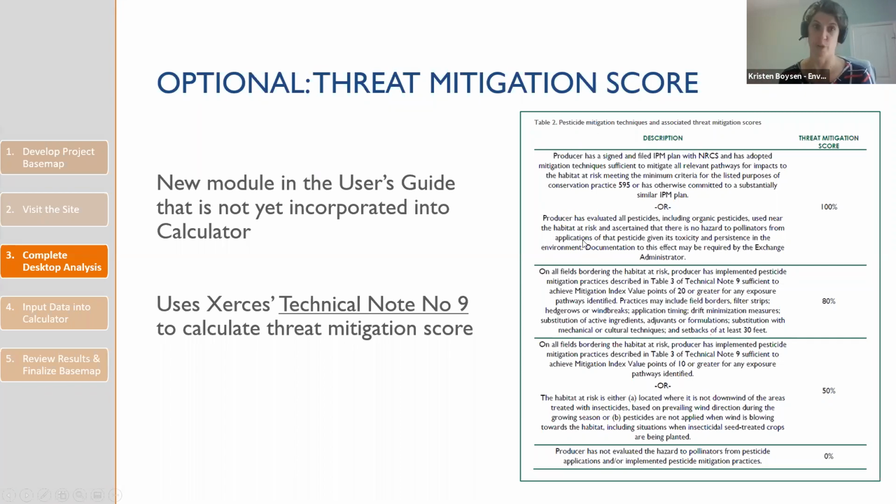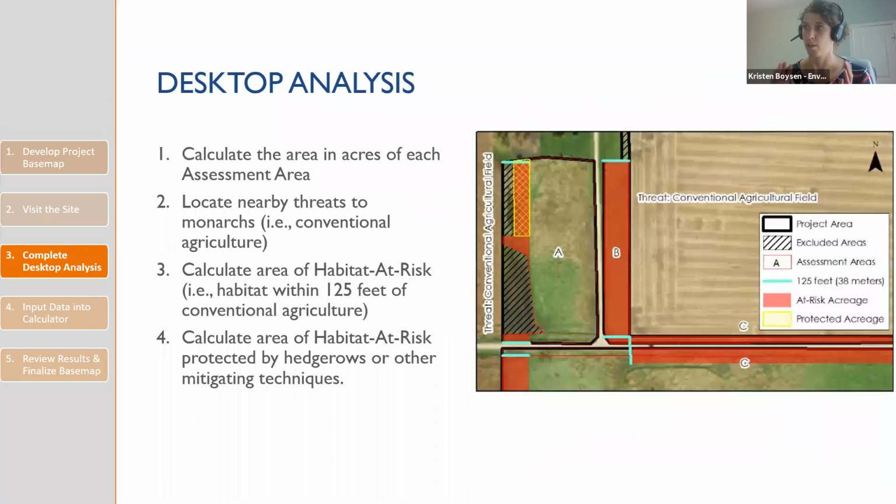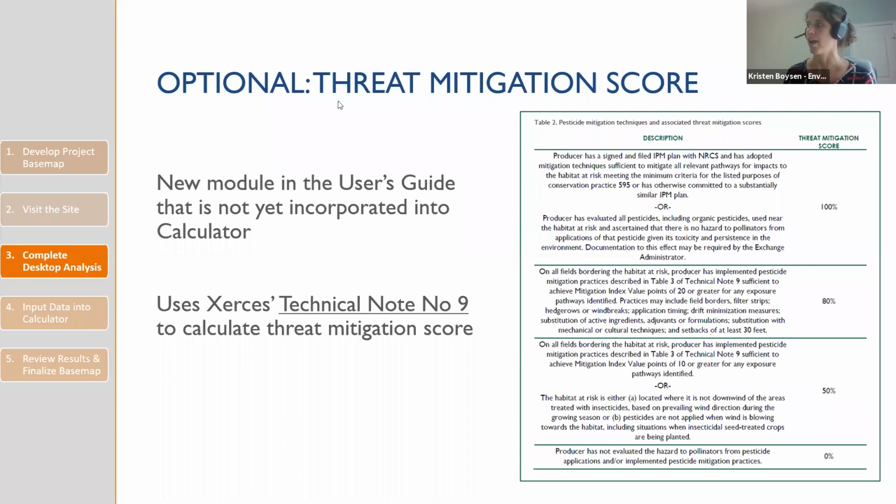But just know, if you see this in the Users Guide, don't get confused. Just think about it this way: at this point, the calculator takes into account acres that are within 125 feet of agriculture and also hedgerows, and doesn't take into account these IPMs and other mitigating factors. Apologies for that slight confusion, but know that this could be a future version of the HQT. That seems like a cool component that both Eric and I are interested in building out.